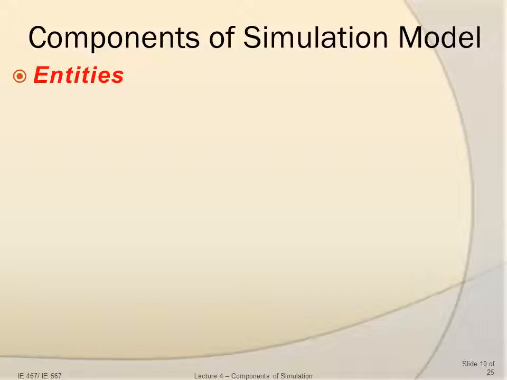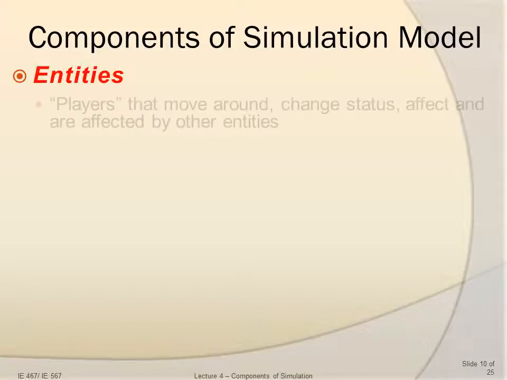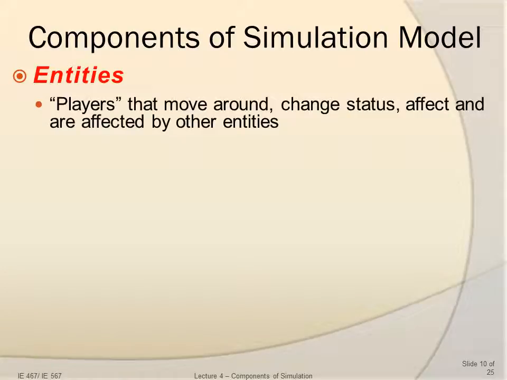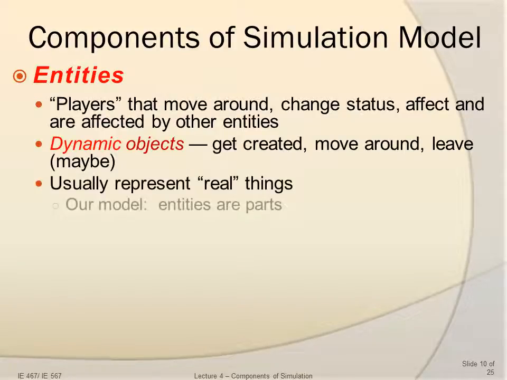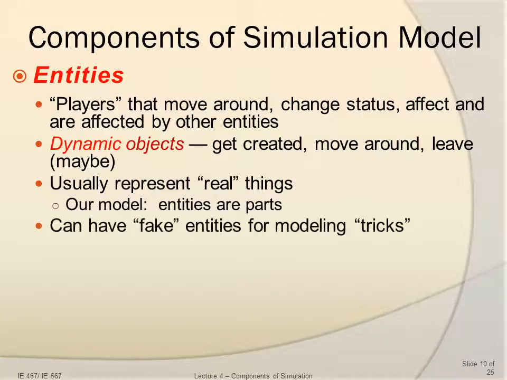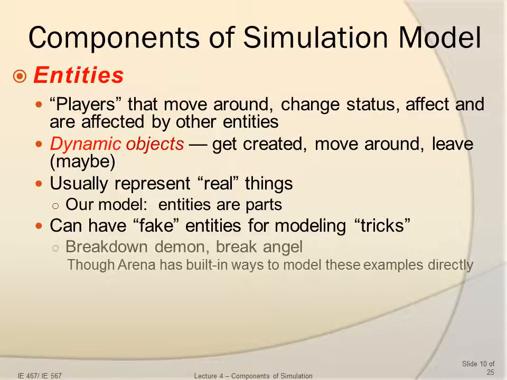Of course, one of the most important components is entities. These are players that move around, change status, affect, and are affected by other entities. They're dynamic objects. They get created, they move around, and leave, possibly. And they usually represent real things. In our model, entities are parts. We could possibly have fake entities for modeling some tricks. Example, breakdown demon, break angel, and so on.